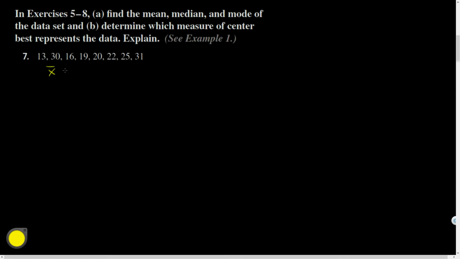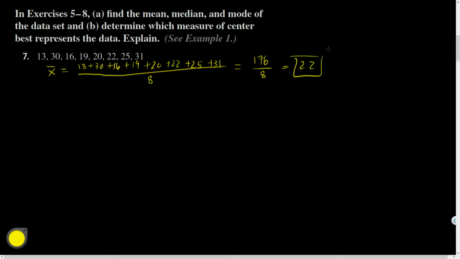So the mean, here, you can shut that off, please. The mean is going to be the sum of these numbers, 13 plus 30 plus 16 plus 19 plus 20 plus 22 plus 25 plus 31. And then I'm going to divide by how many there are, which is 1, 2, 3, 4, 5, 6, 7, 8. And when I do that, I get 176 over 8, which is 22. Are you guys able to find the mean okay?